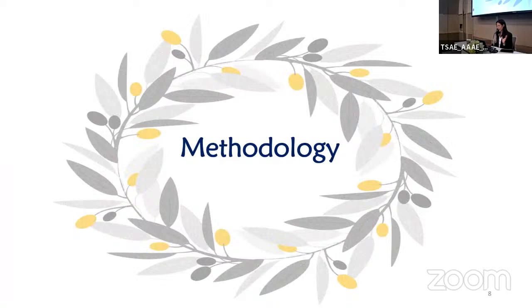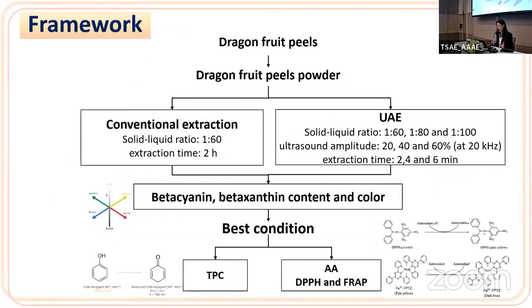Next will be the methodology used for this study. This is the overall framework for this study. First, we begin with dragon fruit peel, and then make it into dragon fruit peel powder. For the process of this, I will explain in the next slide. And after that, we will extract those bioactive compounds either with conventional extraction or UAE, which is ultrasound-assisted extraction.